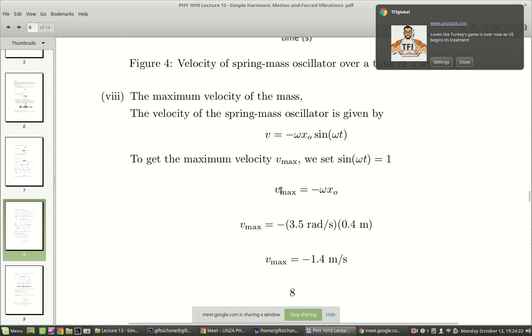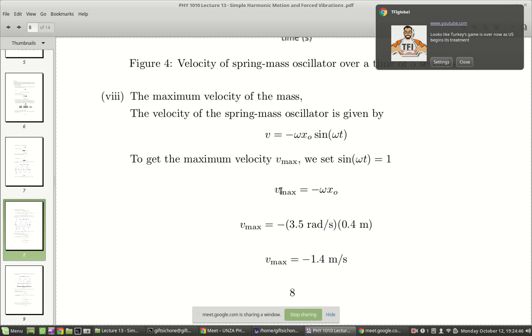Okay. So we get your maximum velocity as this. It will be minus 3.5 radians per second times 0.4 meters, and you get your maximum velocity like that. Another interesting thing is you could try to figure out how the acceleration is changing.